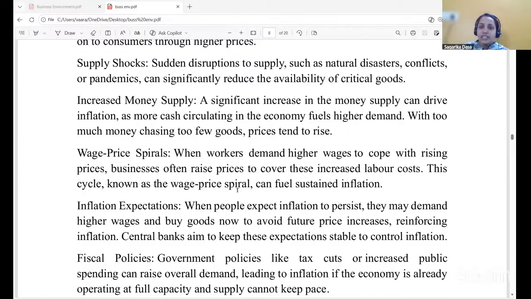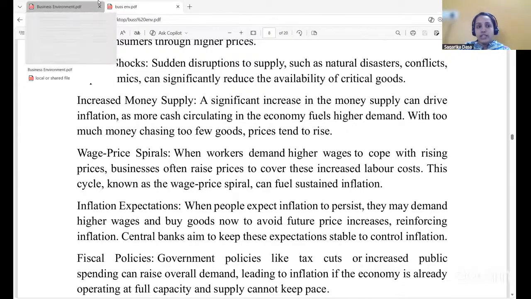So it is something like a spiral in nature, attached with each and everything. As wages increase because prices increase, the wages must be increased. But why is the price increased? Because the wages have increased, the prices are also increased. It is something which is closely related to each other. So that is a situation where the prices also increase. That leads to the increase in inflation.